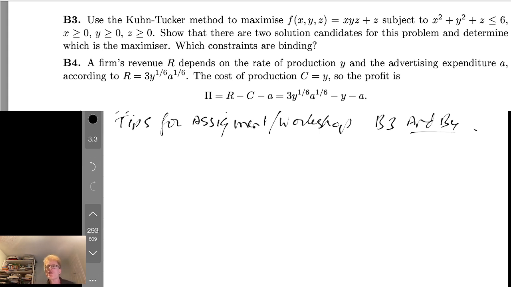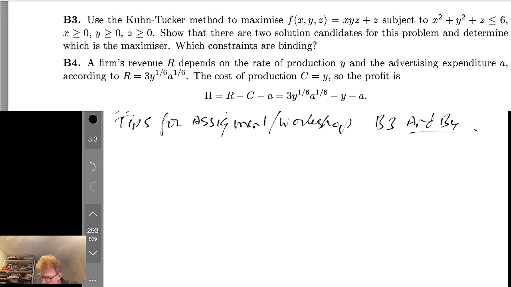So what's the question? We have a function f, which is xyz plus z, subject to x squared plus y squared plus z less or equal than 6, and x, y, z are bigger than 0. We are asked to see that there are two solution candidates and one has to determine the maximizer using the Kuhn-Tucker theory.